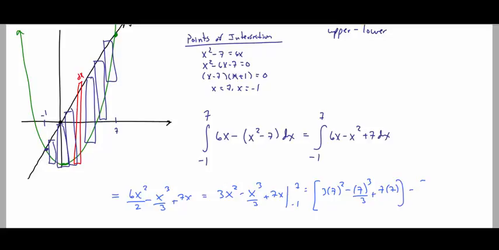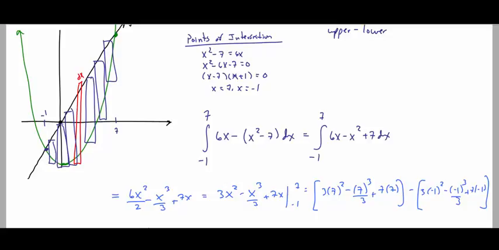Now when you do your upper minus your lower, make sure you put your brackets up for the lower. So I'd have 3 times a negative 1 squared minus negative 1 cubed over 3 plus 7 times negative 1. Okay, so there's quite a bit going on here with some of these. So this would be 3 times 49 minus, and then 7 cubed is 343 over 3.